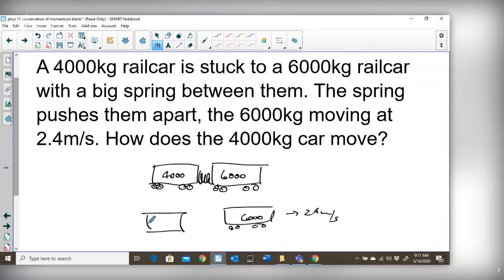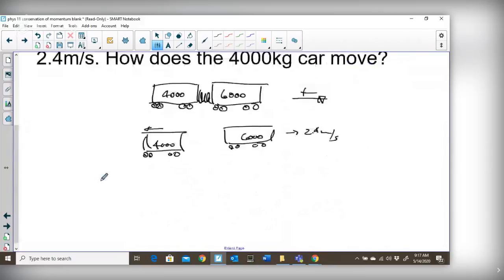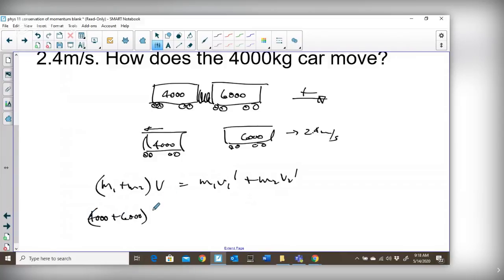And so then we know that our 4,000 is probably going to be moving in this direction, right? We need a direction that's positive, so let's make this direction positive. Let's set up our equation. So we have our m1 plus our m2 times our v, and that's equal to our m1 v1 prime plus our m2 v2 prime. Well, m1 plus m2, so that's our 4,000 plus our 6,000 times our velocity.